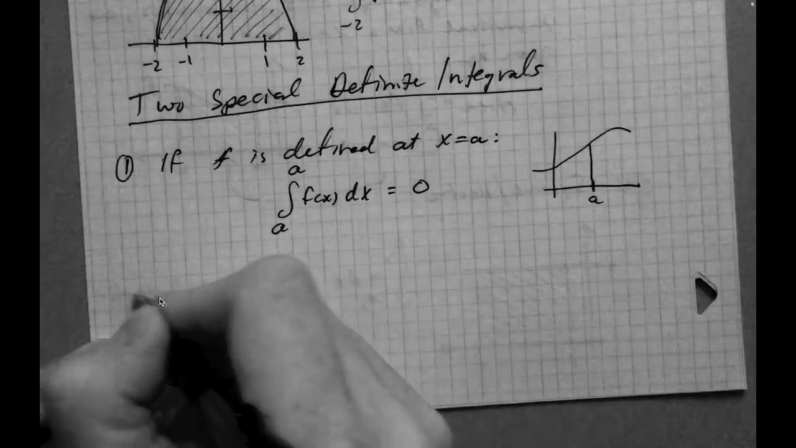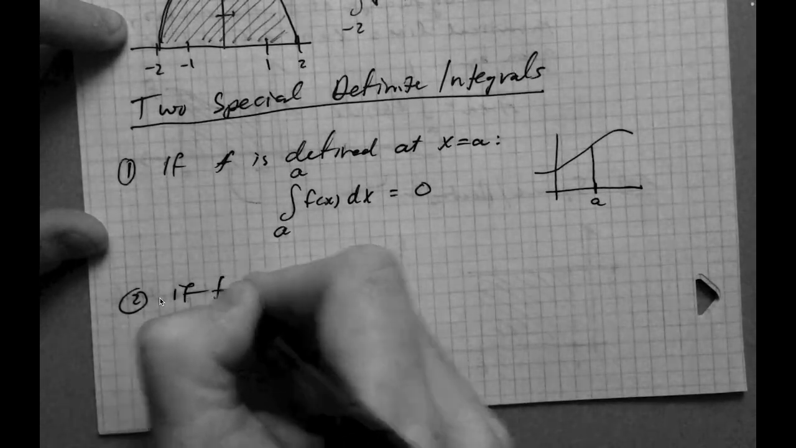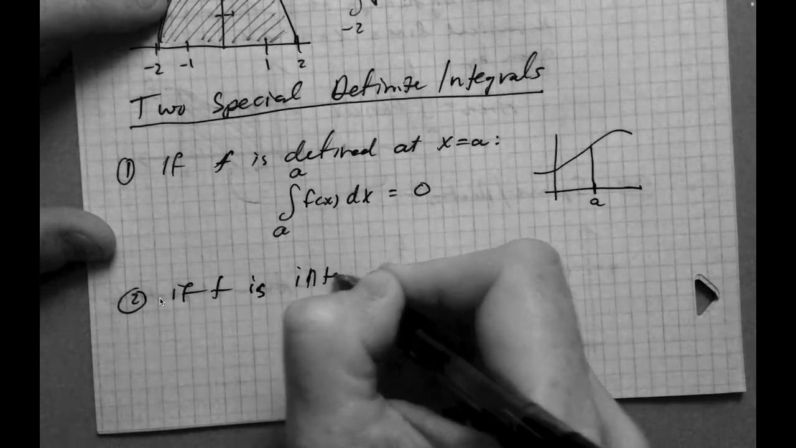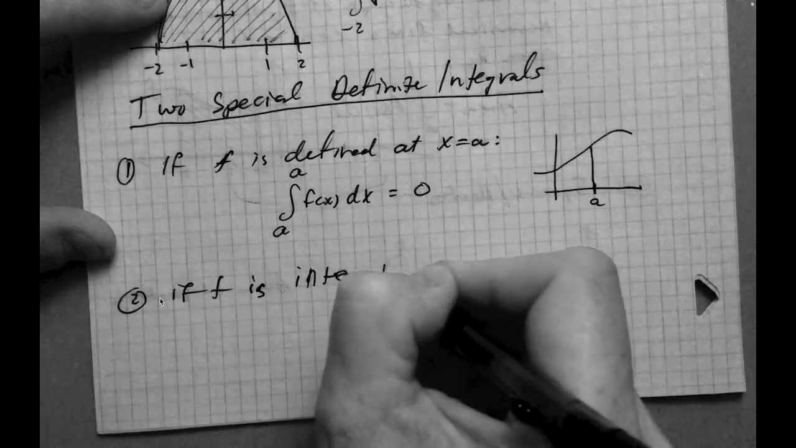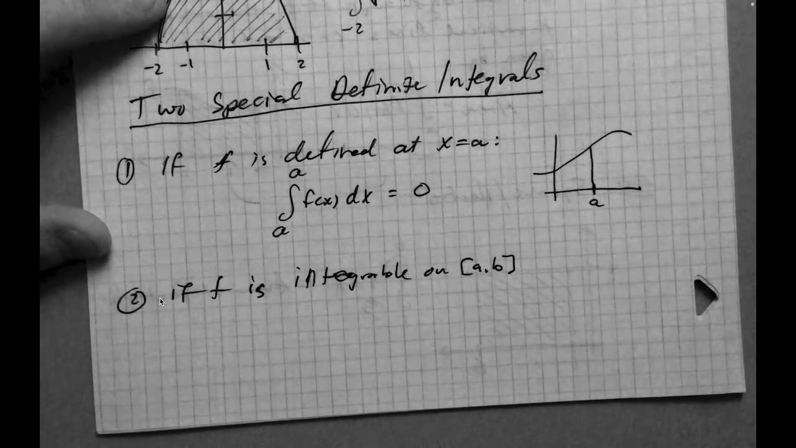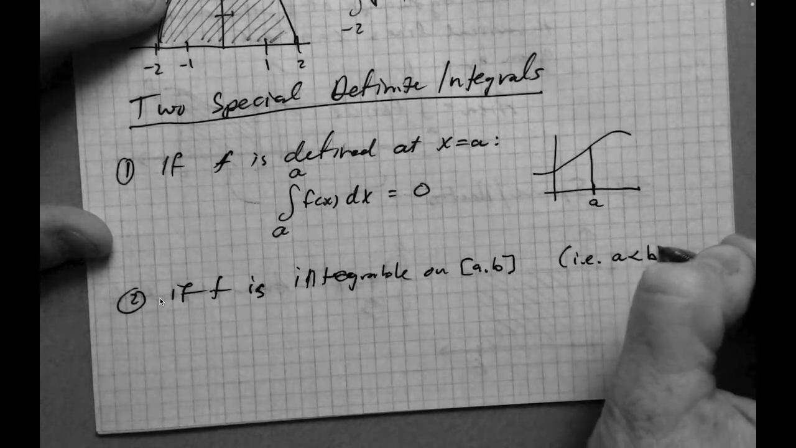The second special integral: let's say f is integrable on the interval a to b, a up to b, so a is less than b. So key.